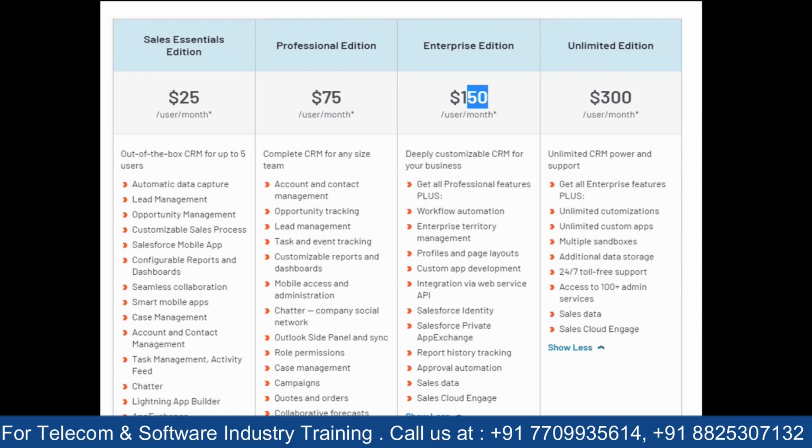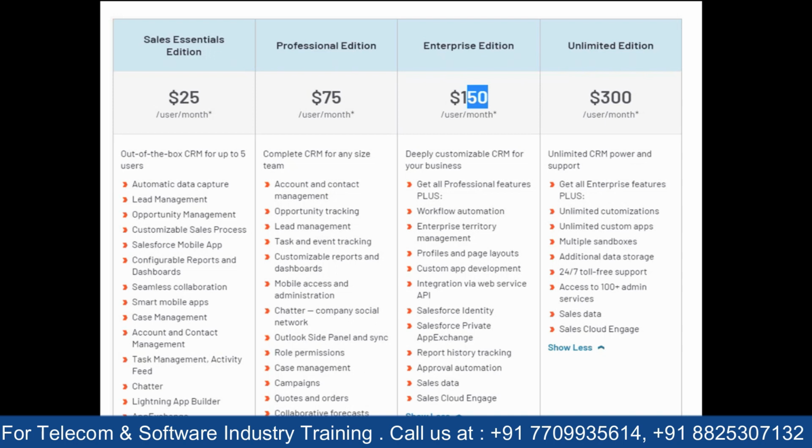Okay, the third one is Enterprise Edition. Enterprise Edition is sufficient for a large business. In this you will get a lot more functionalities than in Professional Edition, and with that a lot more features, like 100 validation rules, 200 custom objects, 500 custom fields in each object, and you can create 25 Lightning applications here.